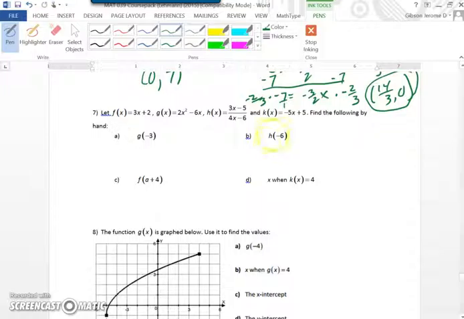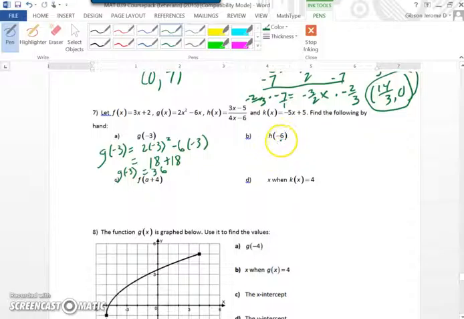Okay, so now we have g of negative 3. So we will substitute in negative 3 for x in the g of x equation. So we have g of negative 3 is equal to 2 times negative 3 squared minus 6 times negative 3. Now we know negative 3 in parentheses squared is positive 9. Times 2 would give us 18. Negative 6 times negative 3 would give us positive 18. 18 plus 18 is 36. So g of negative 3 is equal to 36. And that is your final answer for A.